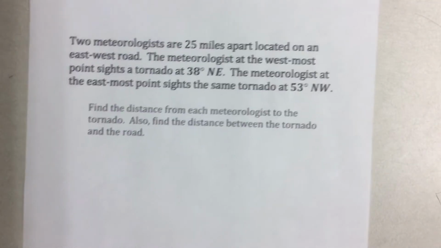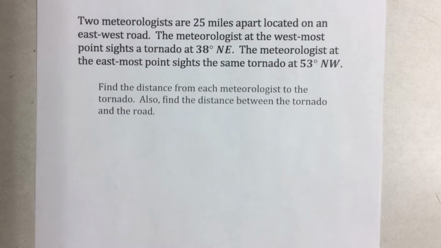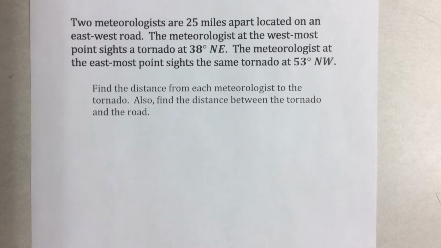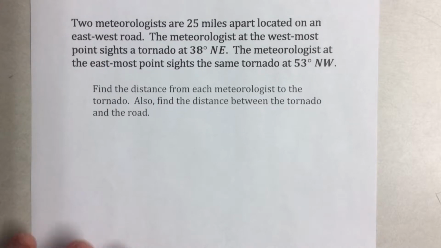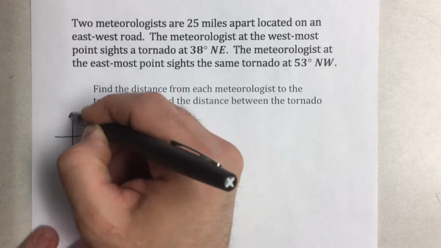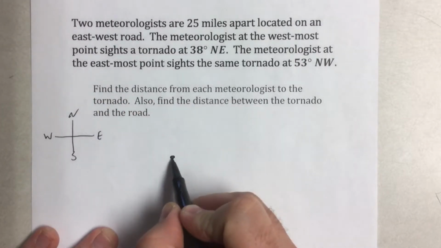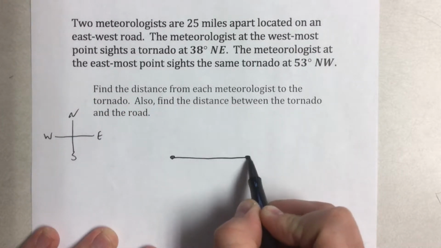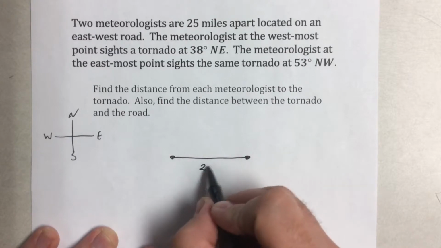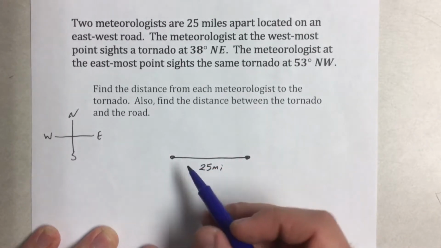So let's say we have two meteorologists. They're 25 miles apart, located on the east-west road. So when I draw this diagram, I'm going to draw them, I'm assuming, with north, south, east, and west. So we have two meteorologists on the east-west road. They're 25 miles apart.